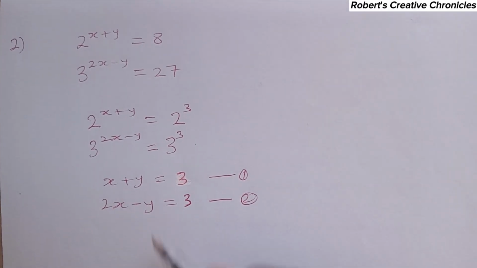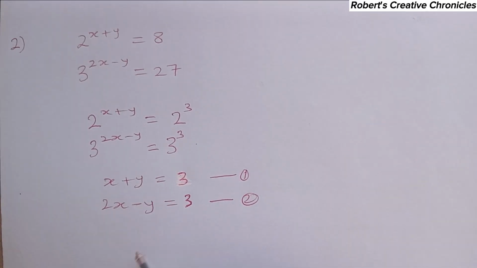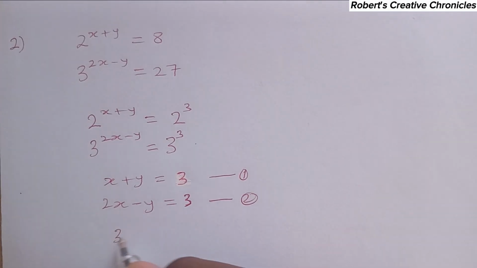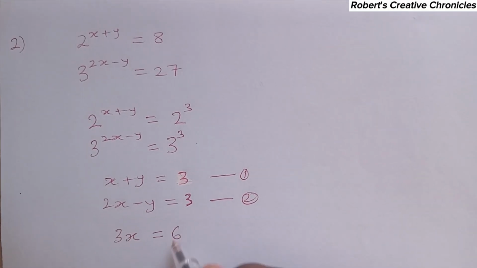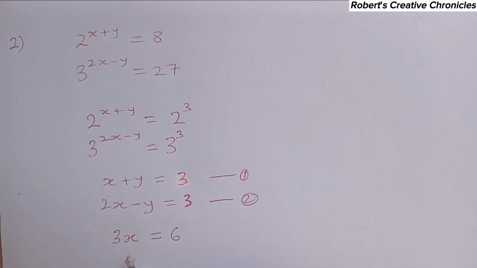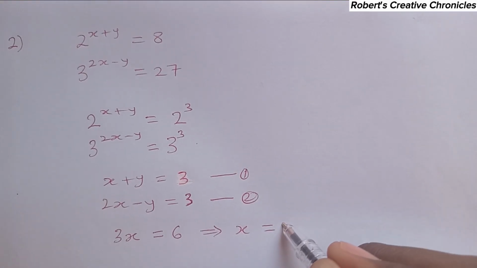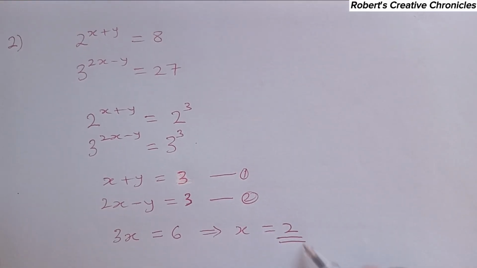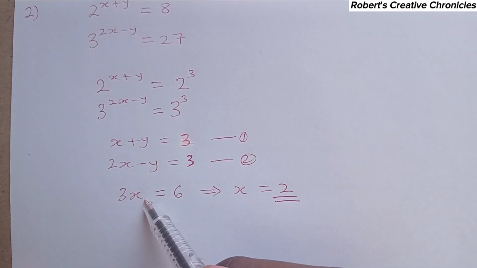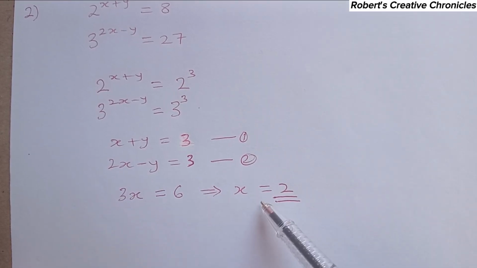So now we can solve these two simultaneous equations. We can use the elimination method. If we add equation 1 and 2, y will be eliminated. So it will become 3x equals 6. Then you divide both sides by 3. x becomes 2. We have used the elimination method to find the variable x.